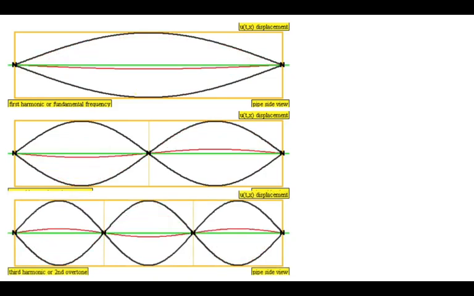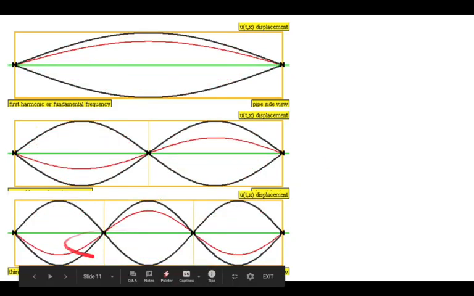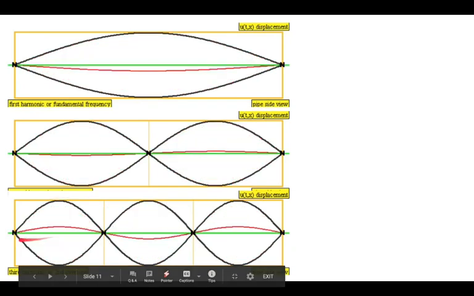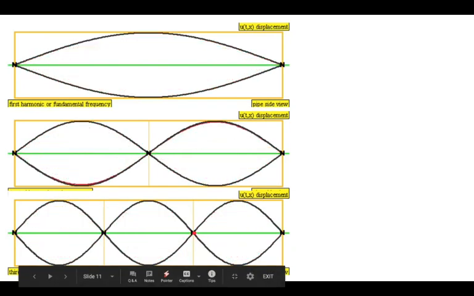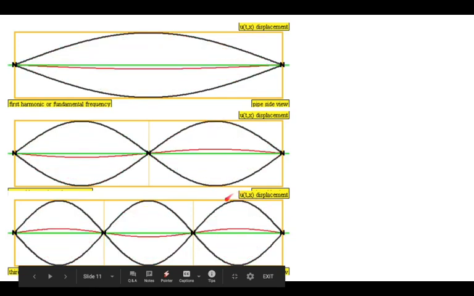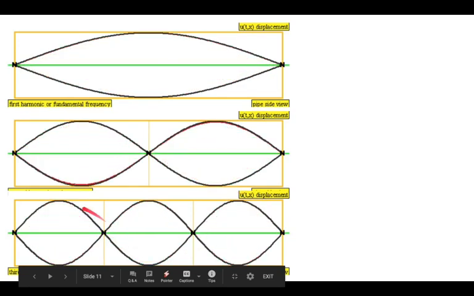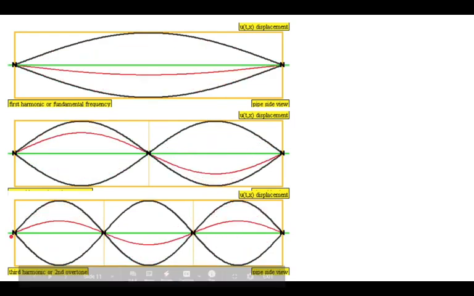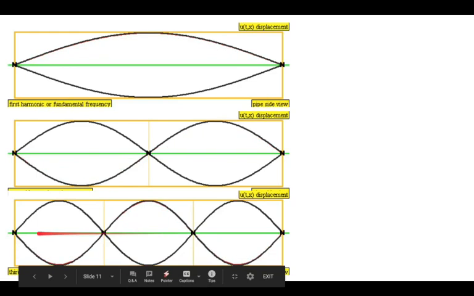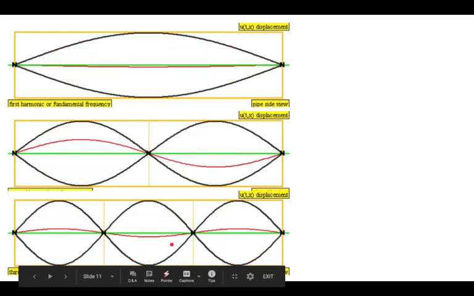So here's the third harmonic. I have 3 antinodes, and then I have 1, 2, 3, 4 nodes. But if you look at the number of wavelengths, I have 1.5 wavelengths there in my standing wave. Okay?